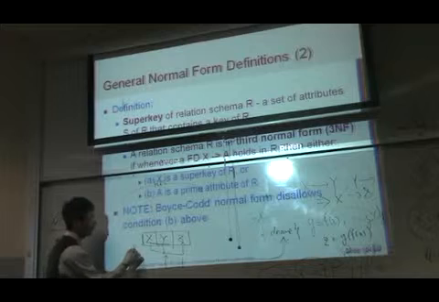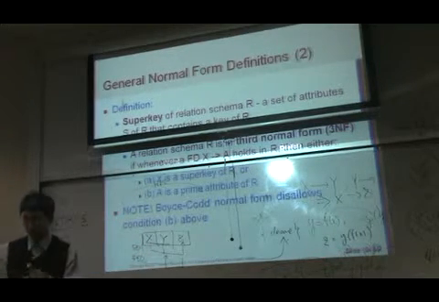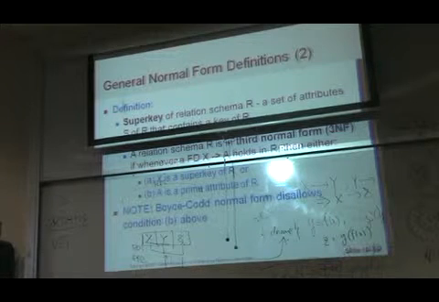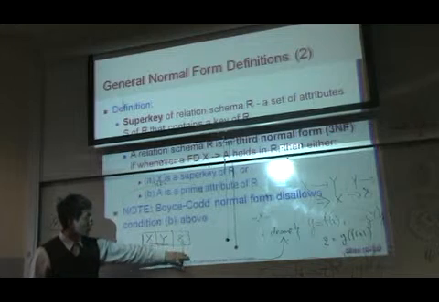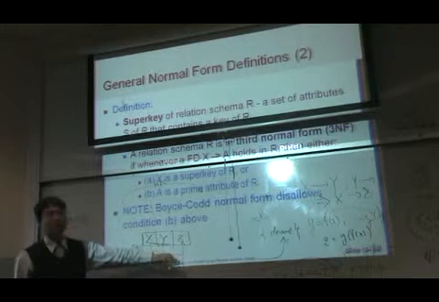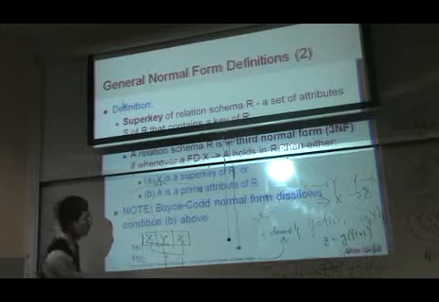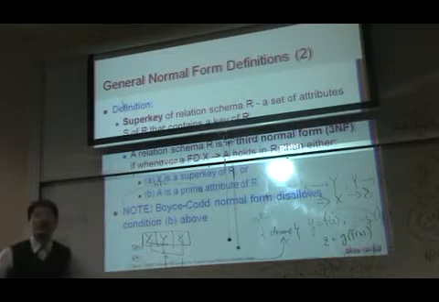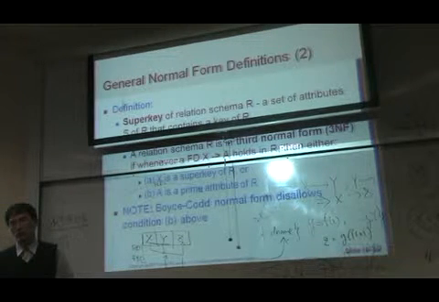There are two functional dependencies. One is X and Y determine Z. If you consider only functional dependency 1, there's no problem. It's up to the third normal form. What about this one? Z determine Y. Do you think it's transitive or not?